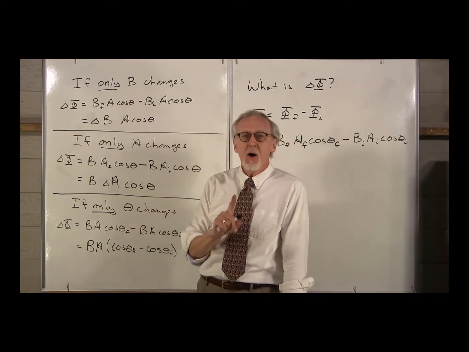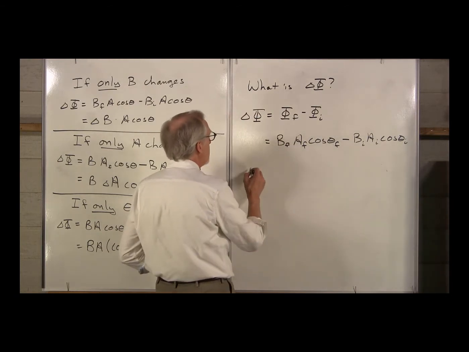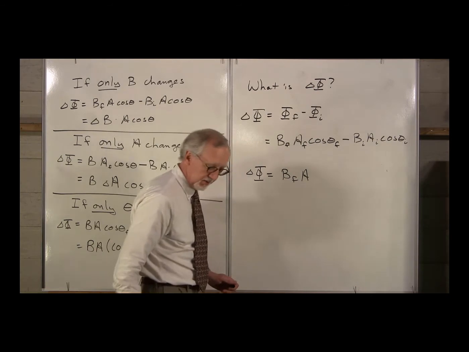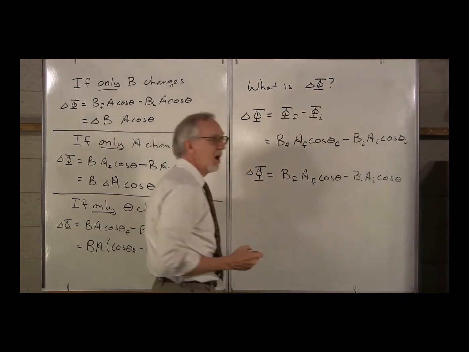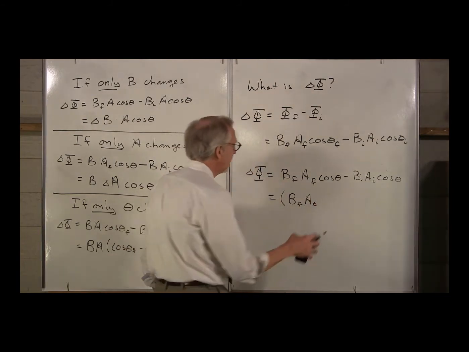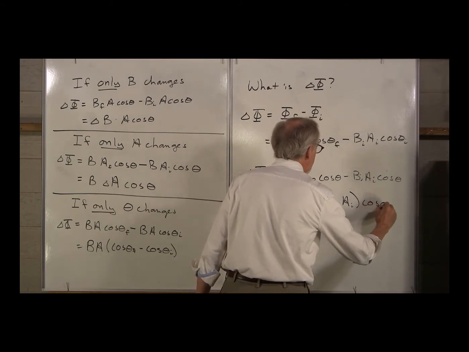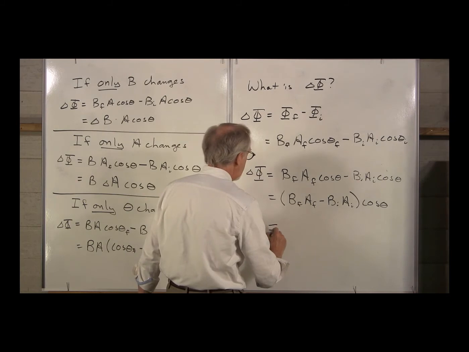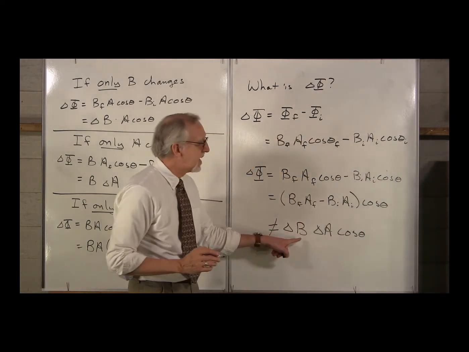What if B and A are changing? Let's say B and A are changing, but theta is constant. What do we have? Well, in that case, we would have delta phi is equal to B final A final cos theta minus B initial A initial cos theta. Factoring off the cos theta, we could write this as B final A final minus B initial A initial times cos theta. This does not equal delta B times delta A cos theta. This is not the same as that.